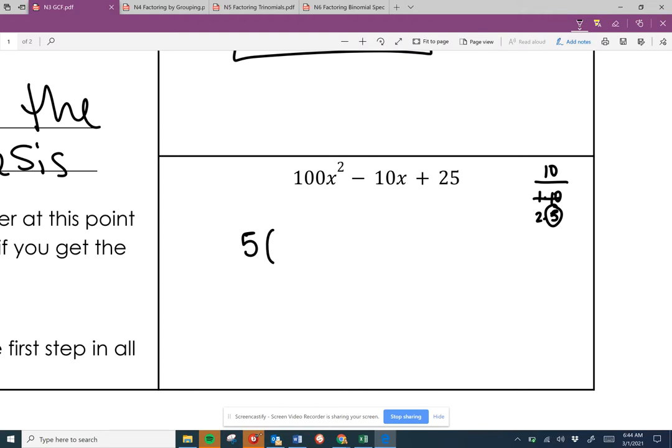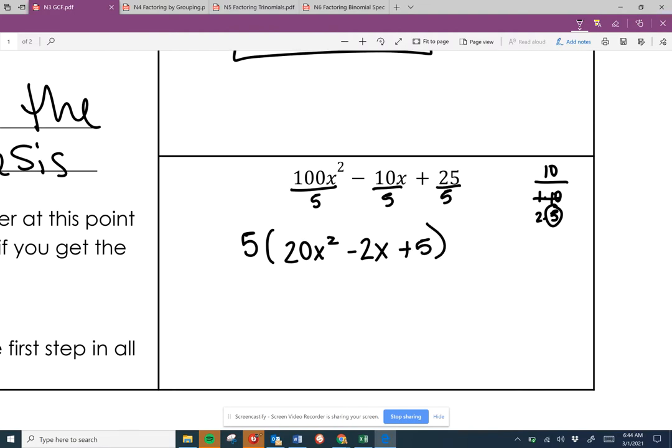Again, since each term doesn't have an x, we can't take an x out. We're going to divide this by 5. We get 20x squared divided by 5, 2x divided by 5 plus 5.